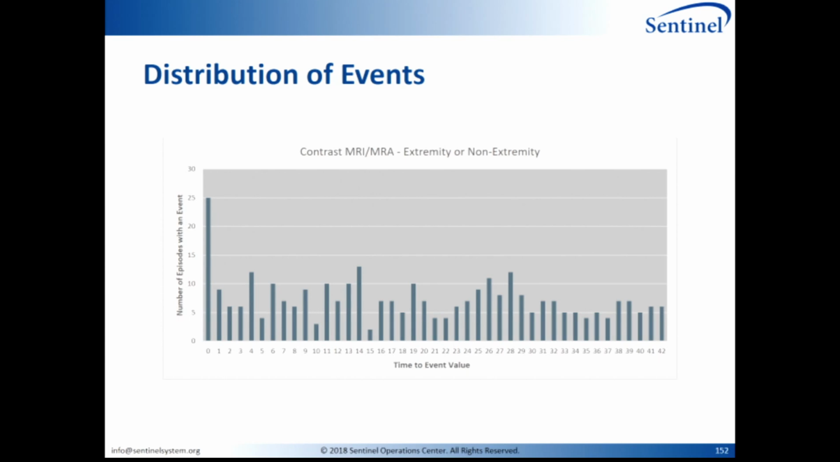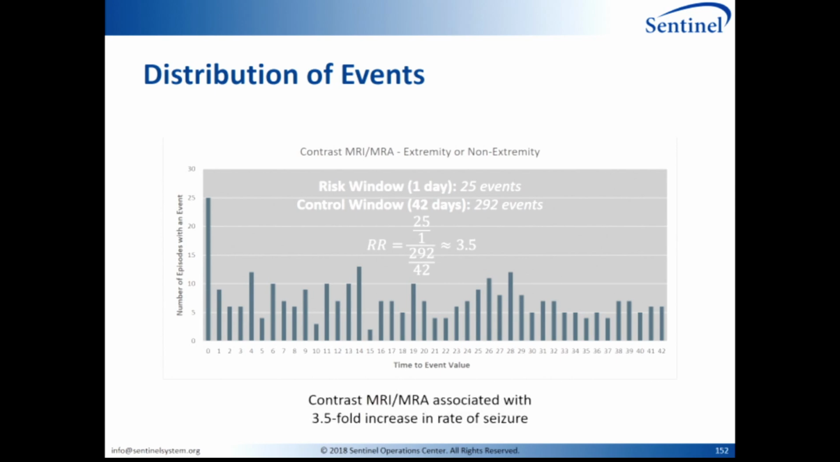So in this case, and I don't know if you can see this because it's white text, but you saw it in the table before, we have 25 events occurring on day 0 in the risk window and 292 events occurring during the control window. And so we can see that the relative risk estimate is 3.5, and thus contrast MRI or MRA is associated with a 3.5-fold increase in the rate of seizure.